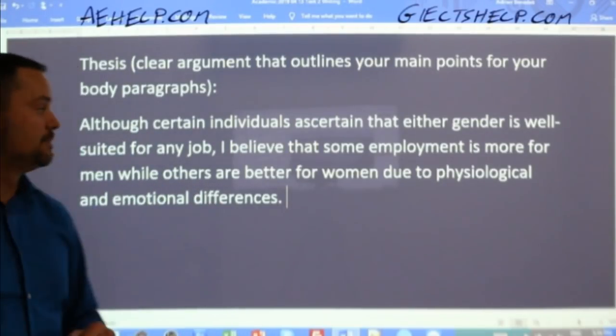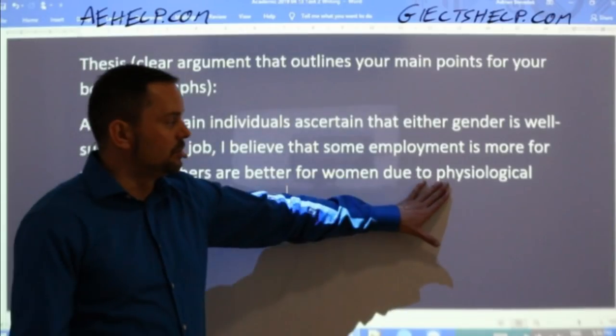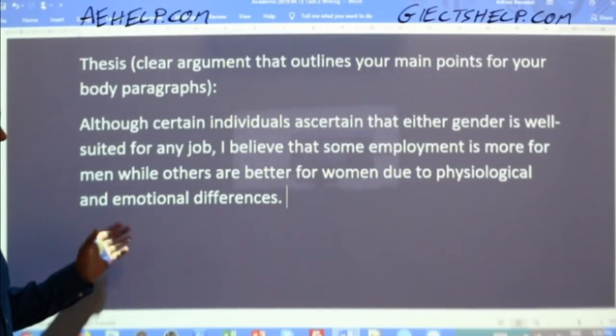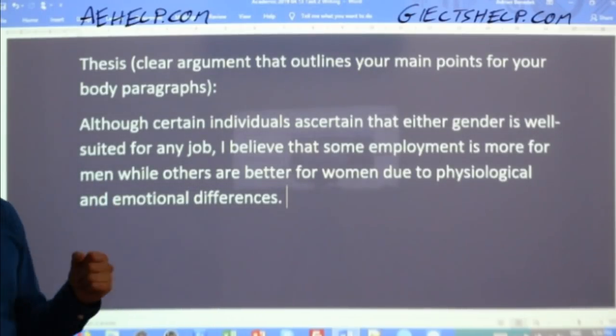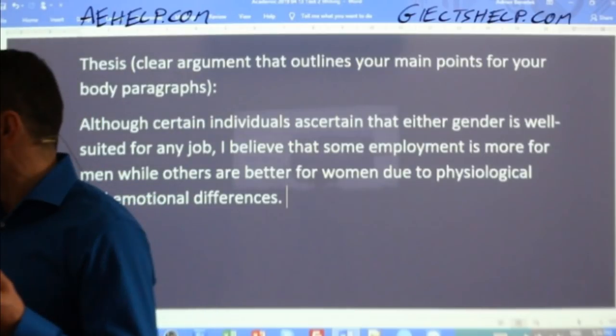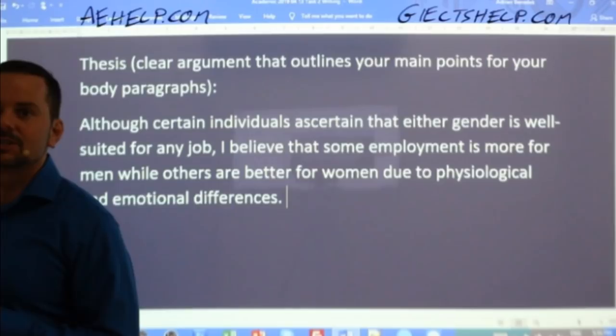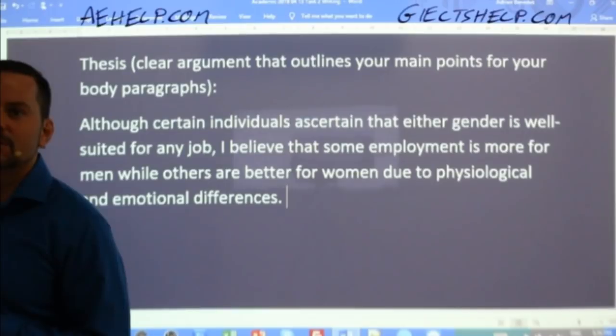Clearly, my first body paragraph will be physiological differences leading to different types of jobs. Second one will be emotional differences leading to different types of jobs among genders. Okay. All right. Let me jump back and catch some of those thesis statements. I think, Paula, you were the first.